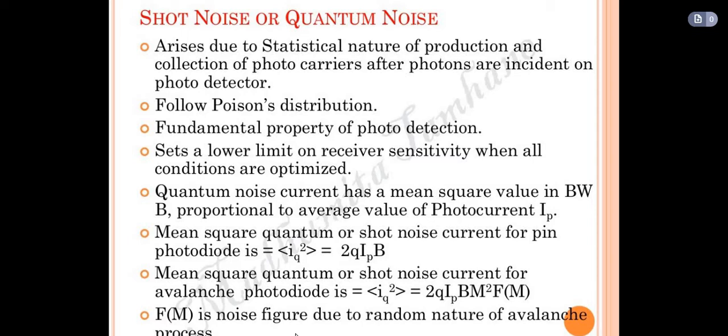Bandwidth as well as the noise figure we are going to see in order to find the nature of the avalanche process, and we are going to use a multiplication factor M for the avalanche photodiode. Those are the things we are going to see. That's about the analysis part.